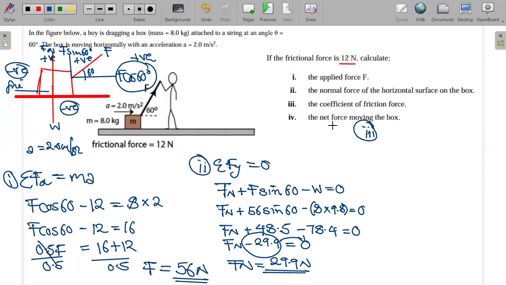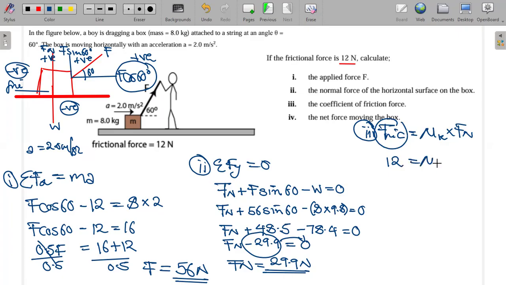Part 3 is saying we should calculate the coefficient of friction. And since we've calculated the normal force already, we know to say friction is equal to the coefficient of friction multiplied by the normal force. They've already given us the value of friction, to say it's equal to 12.